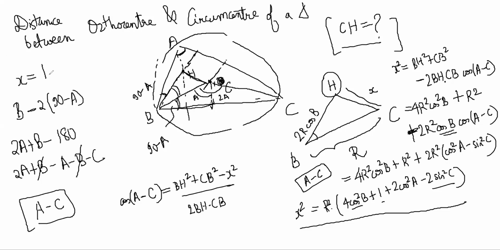I think it is r into root over 1 minus 8 cos a cos b cos c. You can see the proof. This is a nice looking formula. You can find the distance between any triangle's orthocenter and circumcenter, right? Anyway, here also it is correct. It will be the same thing. Just check out the proof given in the book.